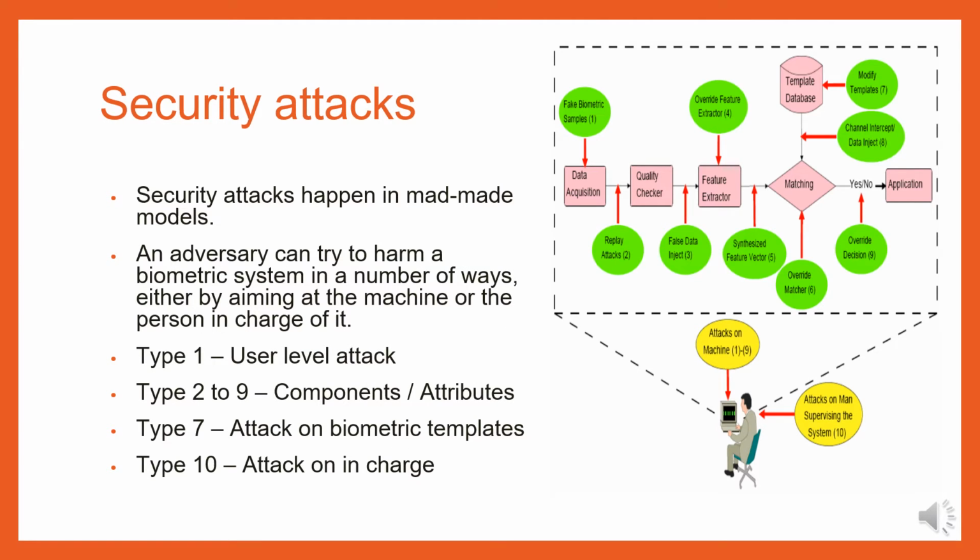And the third threat, that is a security attack on a biometric system, is a man-made threat. It can be done by an adversary either by targeting the machine itself or the person who is operating the system. As shown in the figure, there are a few types of these attacks which can be categorized into user level attacks, its components or attributes, attack on biometric templates, and lastly, attack on the person who is operating that system.